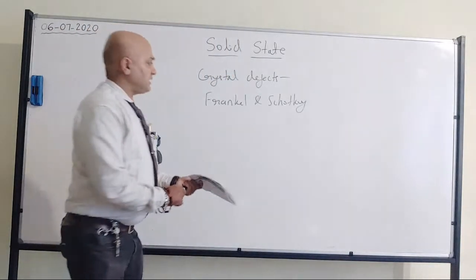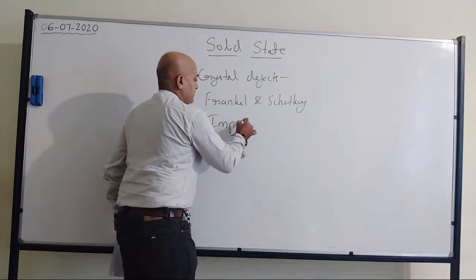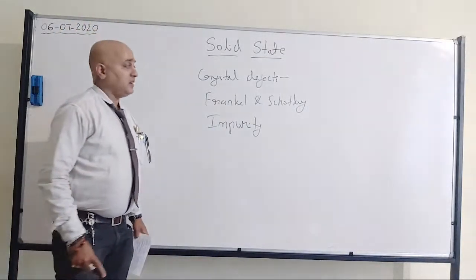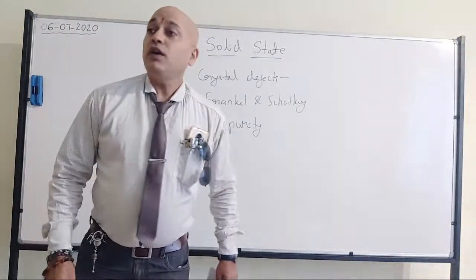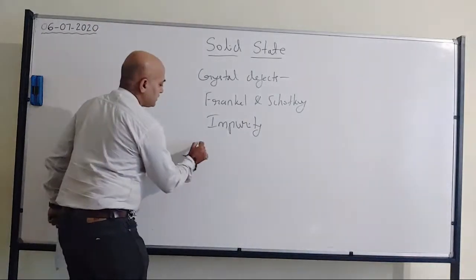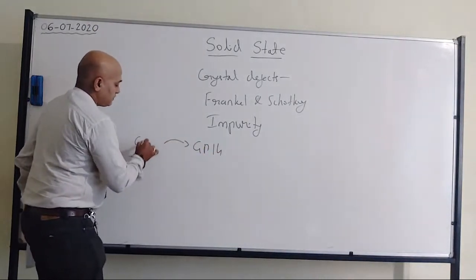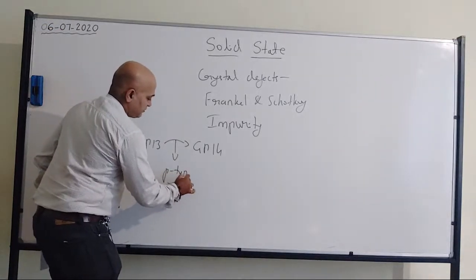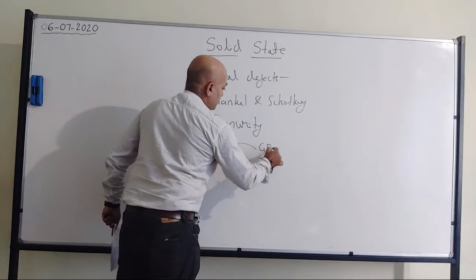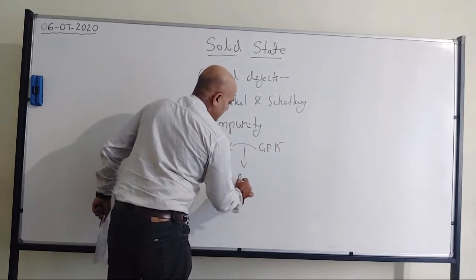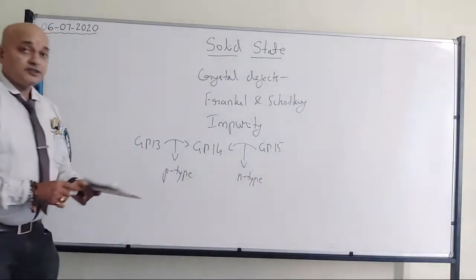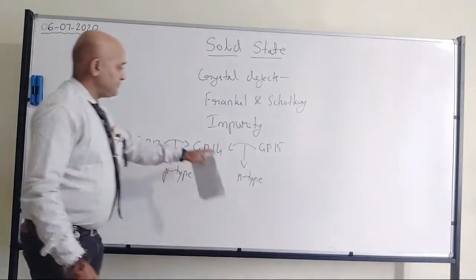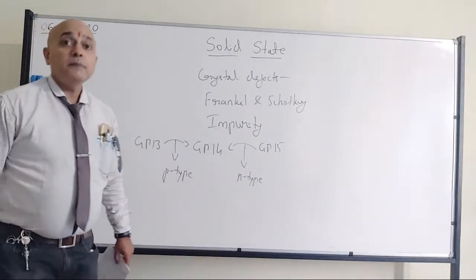Then we have impurity defect, doping, right? When it comes to semiconductors, we dope with a different group element. Group 14 will be doped with group 15 or group 13. If you dope group 14 elements with group 13 elements, it will result in p-type semiconductors. If you dope with group 15 elements, it will result in n-type semiconductors. So positive holes and negatively charged electrons. That's the impurity defect, which is done purposefully.